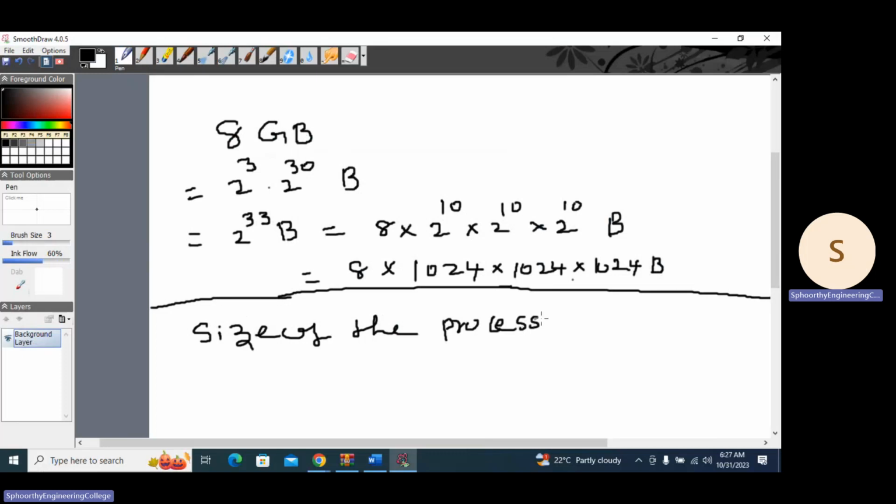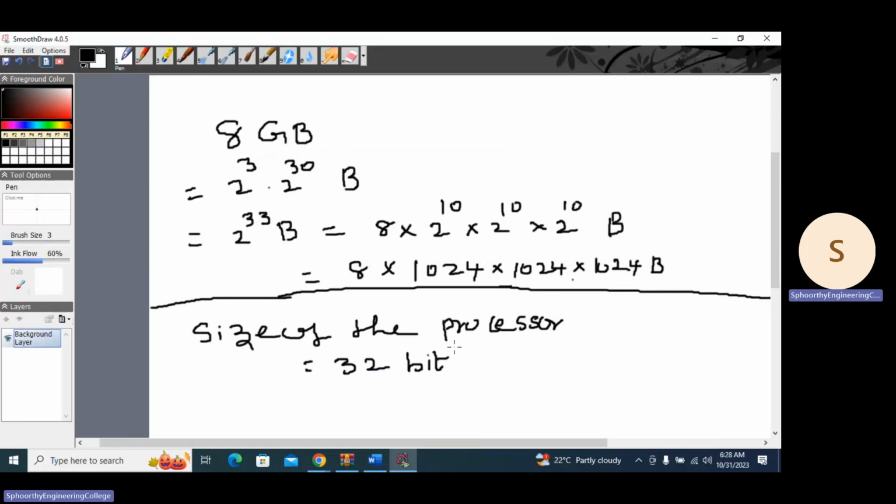Size of the processor means how many bits your processor can process at a time. You might have heard of 32-bit CPU, 64-bit CPU. I hope you know this. A 32-bit CPU means your CPU can process 32 bits at a time. This is called the size of the processor. A 64-bit processor means it can process 64 bits at a time. So that is the meaning.